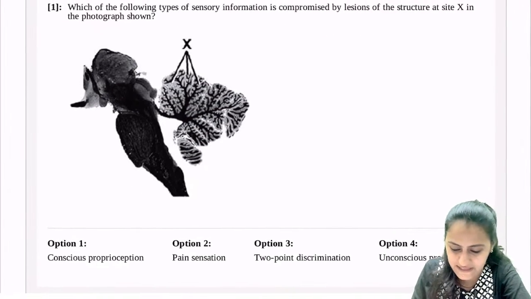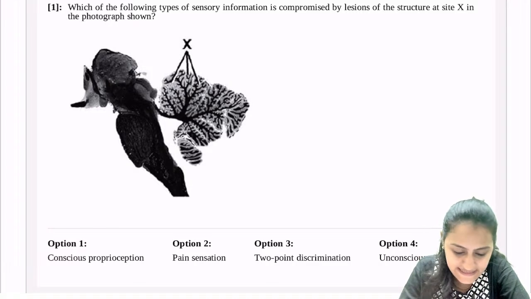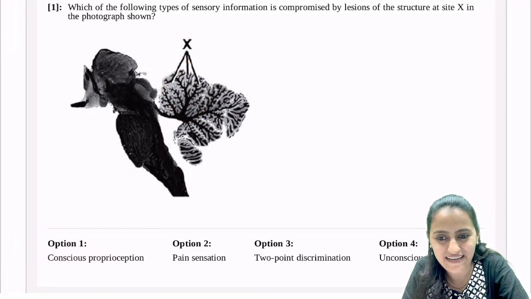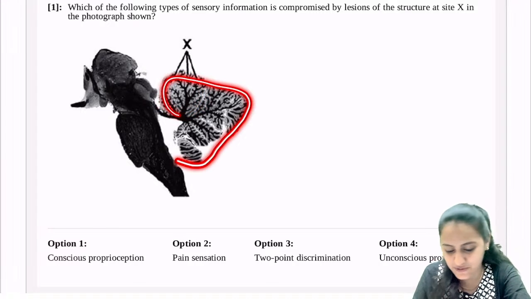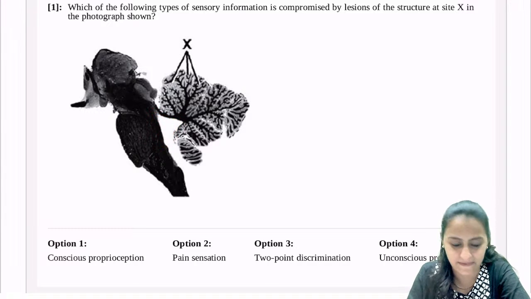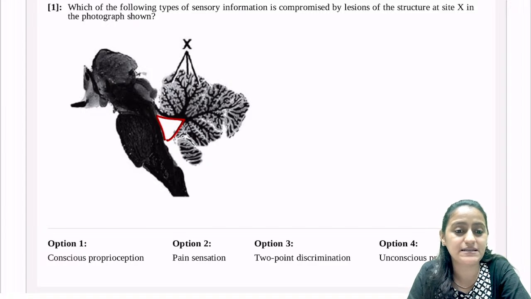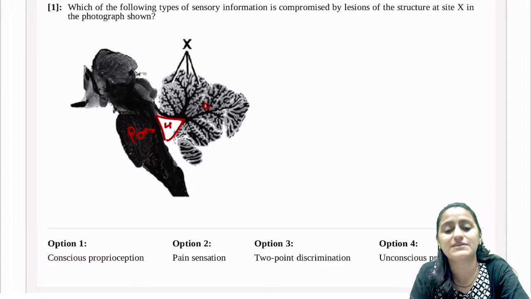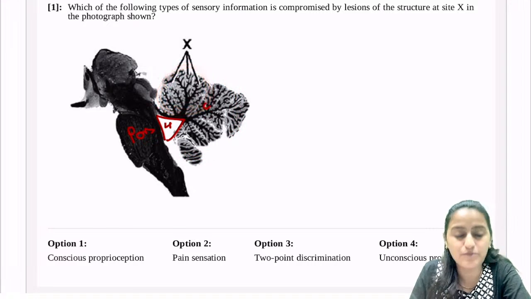Which of the following types of sensory information is compromised by lesion of the structure at site X? If you see here, this is the site X which is labeled here. Basically, this is cerebellum that you can see. Can anybody tell me what this structure is, anatomically? This is the fourth ventricle in between pons and cerebellum. Pons in the front and cerebellum behind, right? So this is cerebellum here, the anterior lobe of cerebellum.